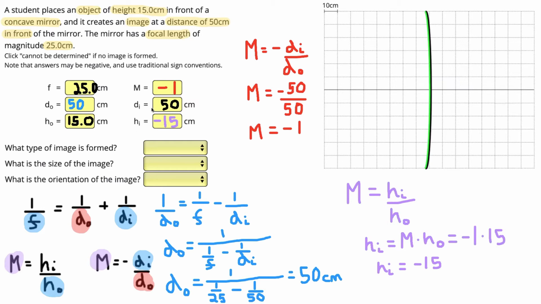So the type of image formed, since distance of the image is positive and the image was in front of the mirror, the type of image is going to be real. The image size is the same as that of the object. Both were 15 centimeters high. So we have the same size. Another thing we can look at for that is the magnification and see that it's 1. It's -1, but it's still 1. So that's showing us the multiplicative factor was 1. It's the same size. Lastly, for the orientation, since our height of the image was negative and our magnification was negative, that's telling us it's going to be upside down or inverted at the end.